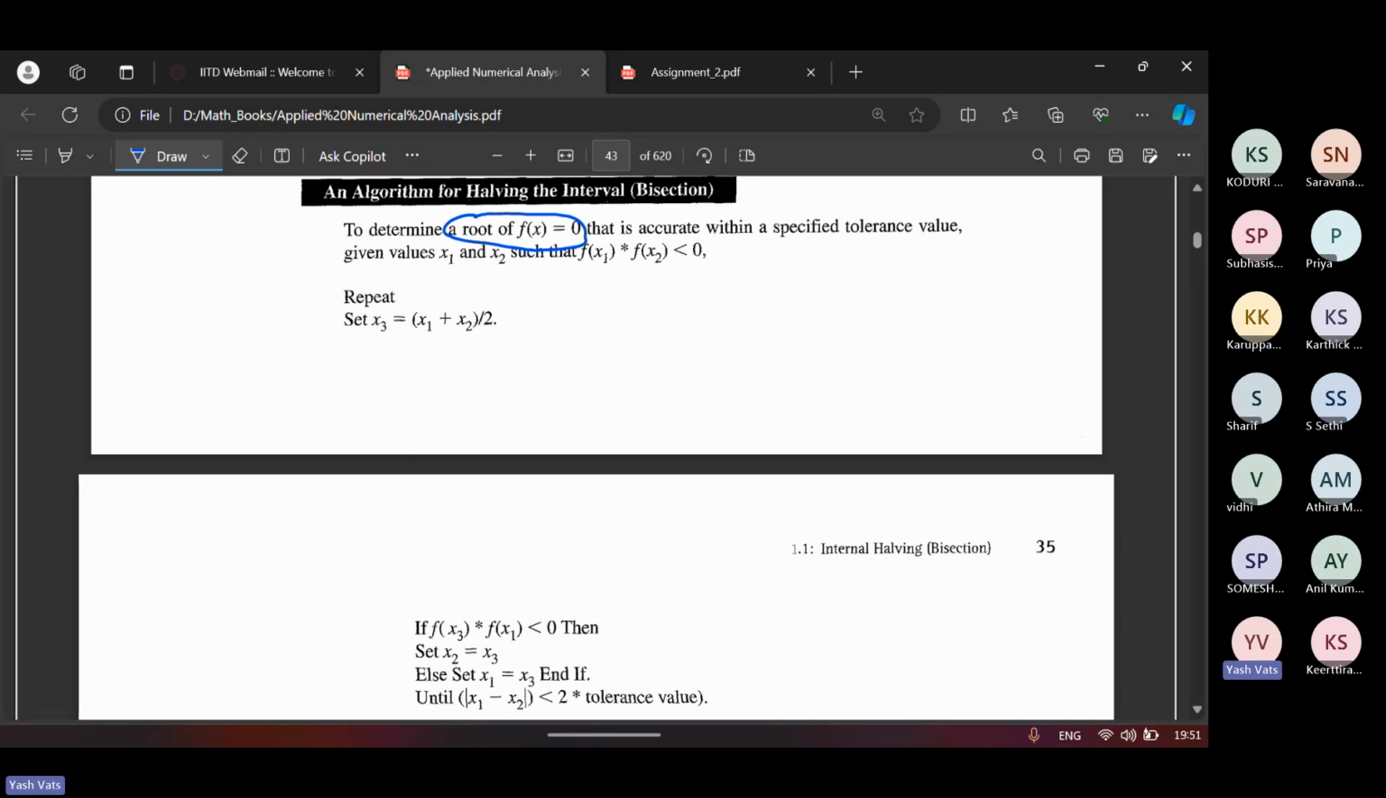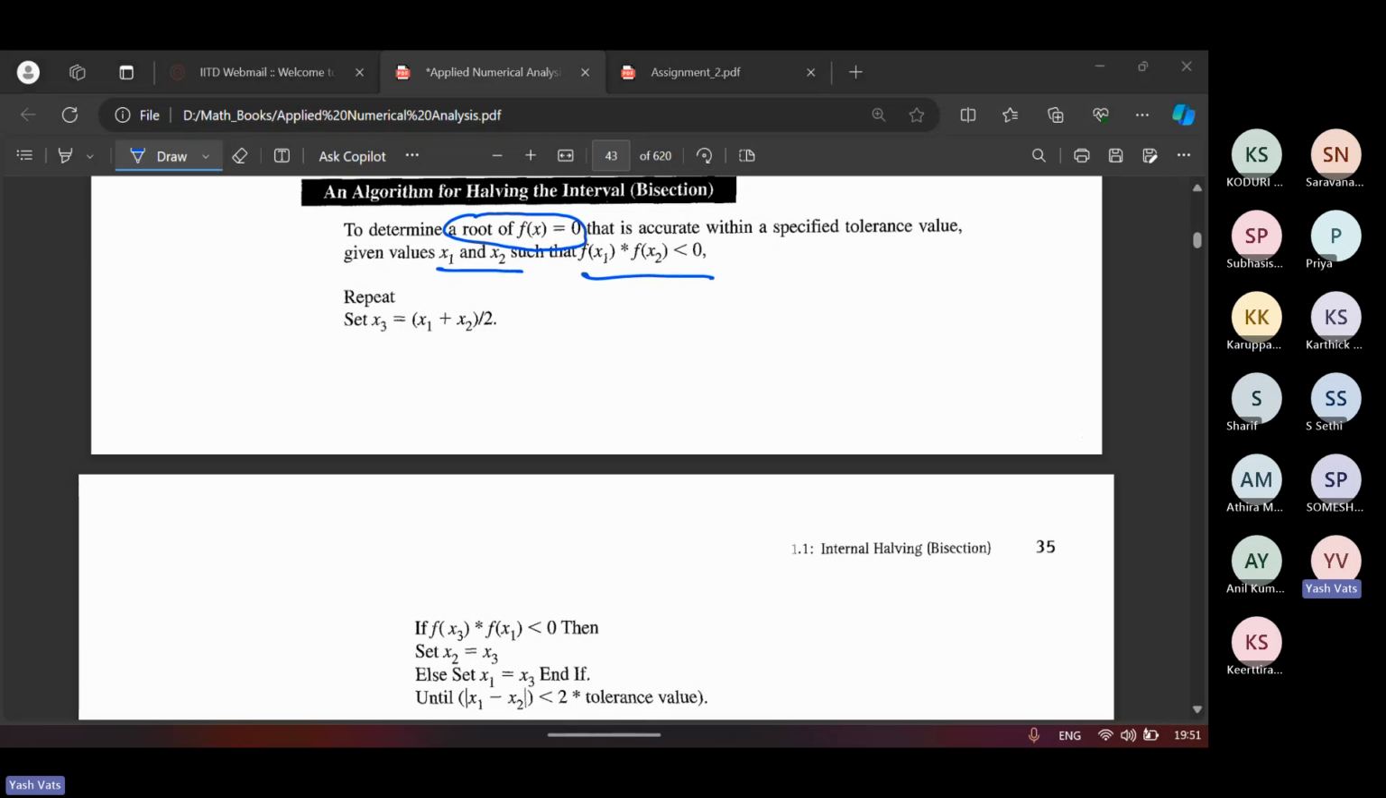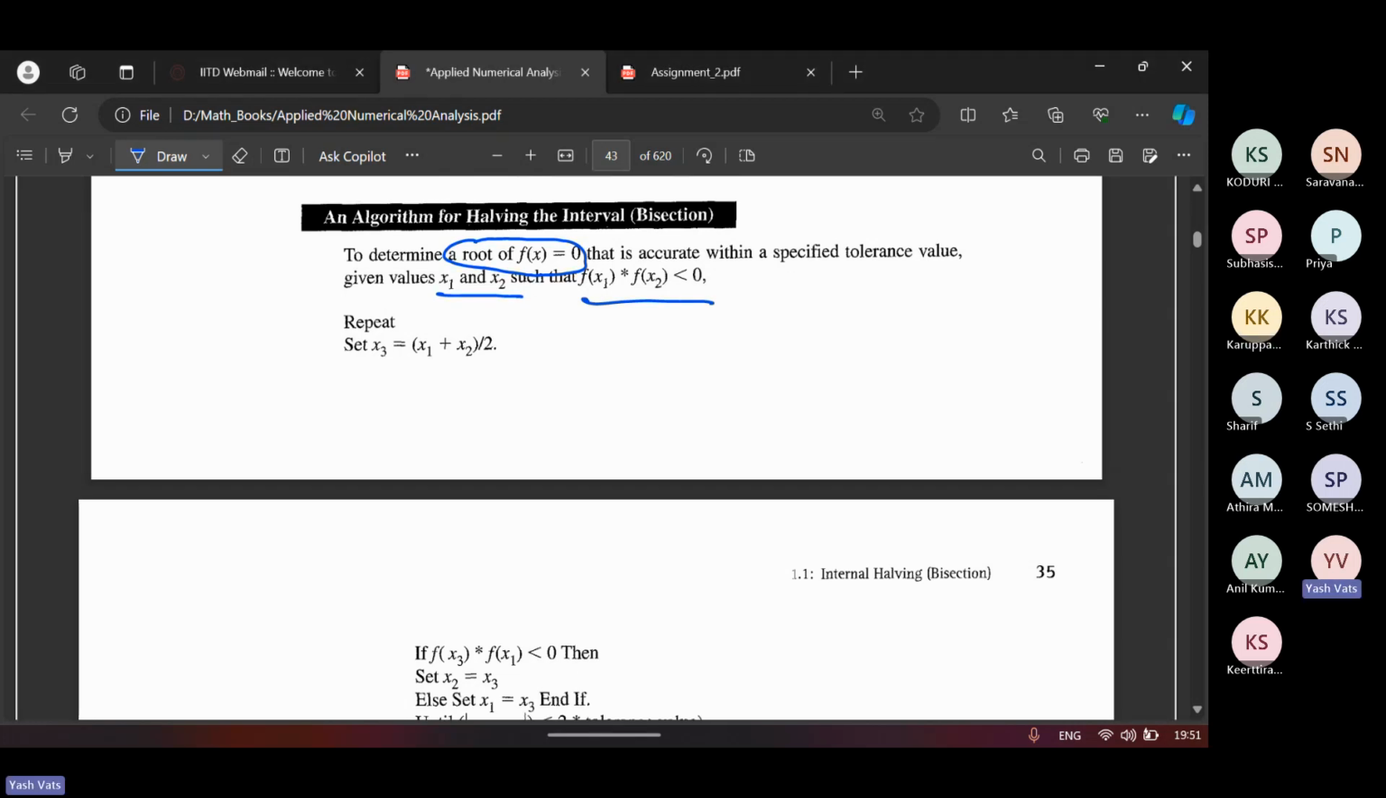So what we do in the bisection method is that we just take any two arbitrary points, x1 and x2, on the real line, and we check the function values f(x1) and f(x2). If the product of these two function values is less than 0, then we guarantee that there exists a root between them. Okay, so how do we guarantee?